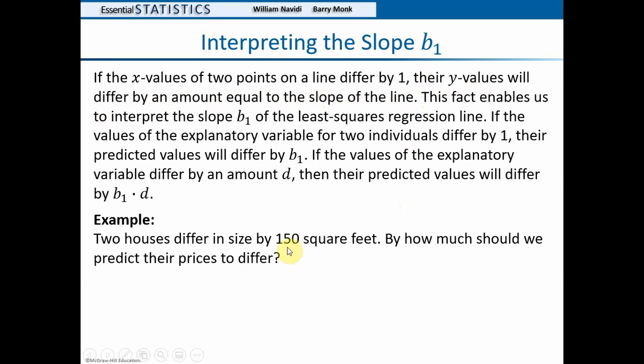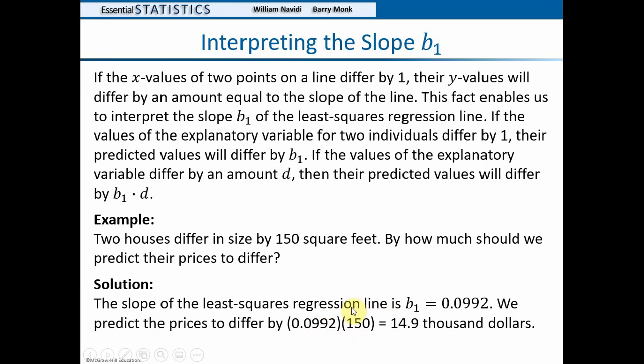Two houses differ inside by 150 square feet. By how much should we predict their prices to differ? We go back, remember the slope was 0.0992. So for an extra 150, since this is a straight line, each step gives us that one extra piece. This is 150 steps, 150 square feet steps. And that gives us a difference of $14.9 thousand.